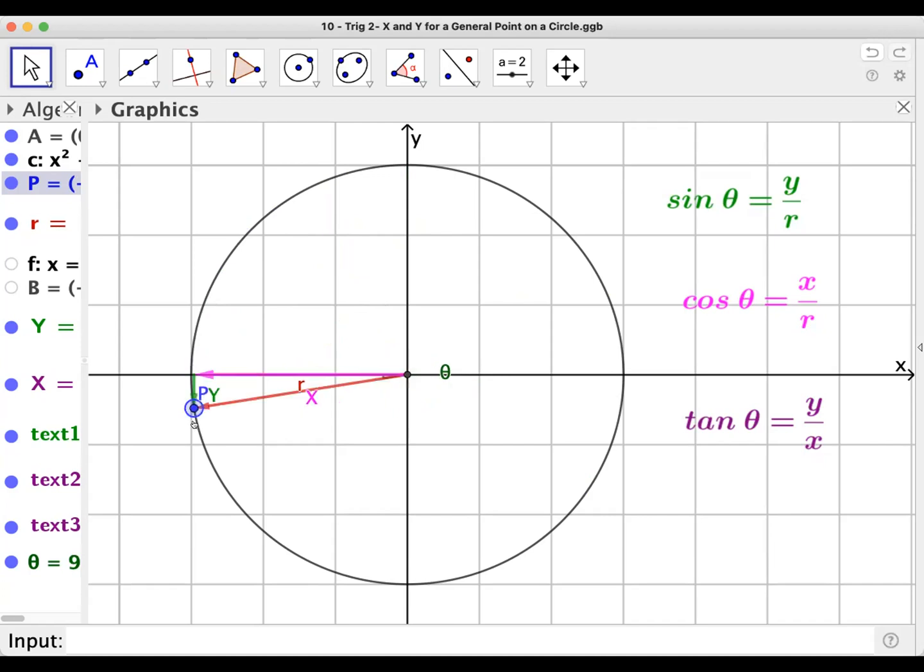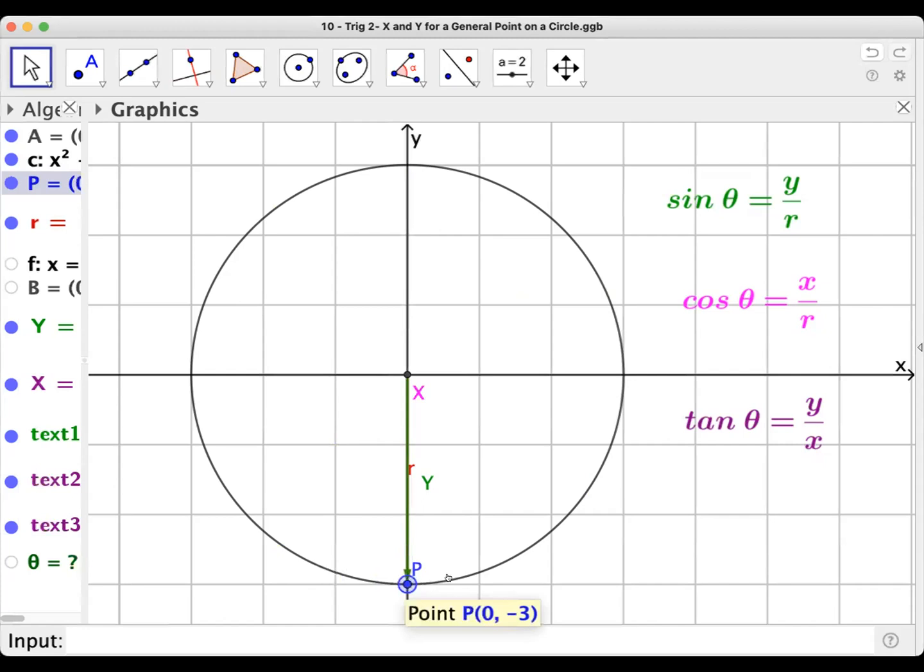Now, as we move from 180 to 270 degrees, X value, right? This is the X value. It keeps decreasing and the Y value begins to increase in value. And at 270 degrees, Y is equal to the negative value of the radius. So if the radius was 3, Y would be -3 and X is 0.